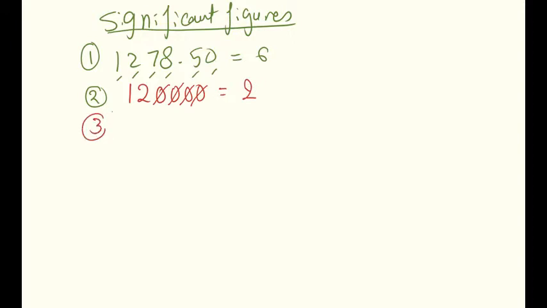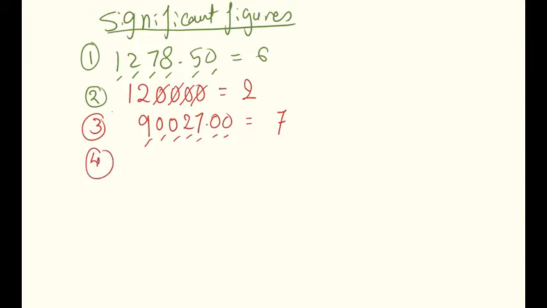Number 3: 90027. Here, all those numbers are significant. All zeros coming after decimal points are significant, and all zeros between non-zero numbers are significant. 1, 2, 3, 4, 5, 6, 7.